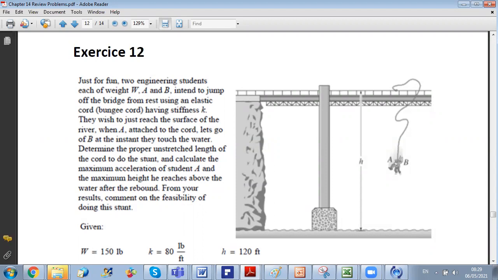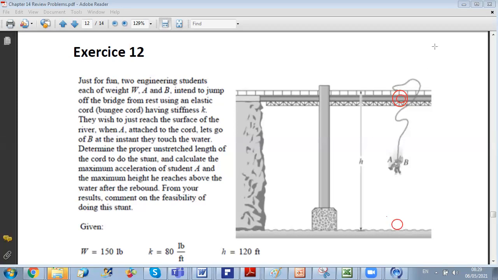Okay, what is the idea here? You have two persons initially at this position, and they do a certain jump. They do the jump together until reaching the surface of water. So at the initial state, we have two persons together. Now, once they reach the water level, one will jump and we will only have one remaining person.